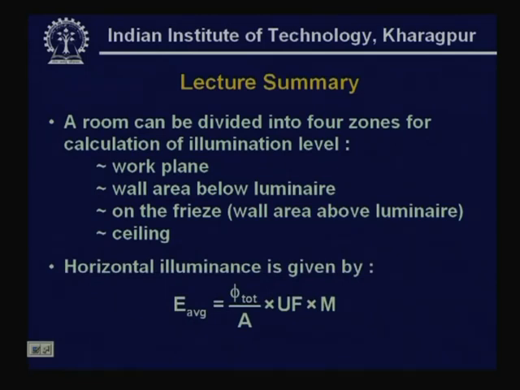The horizontal illuminance in total is given in terms of the total lumen output divided by the total area involved, which is reduced because of the utilization factor, which depends on the luminaire usage one can get from the luminaires, and the maintenance factor, which depends on the maintenance routine which is followed.